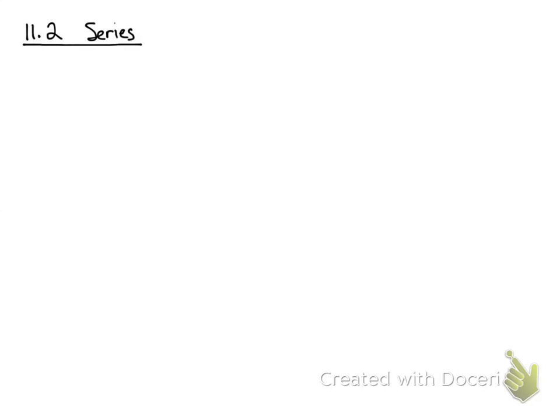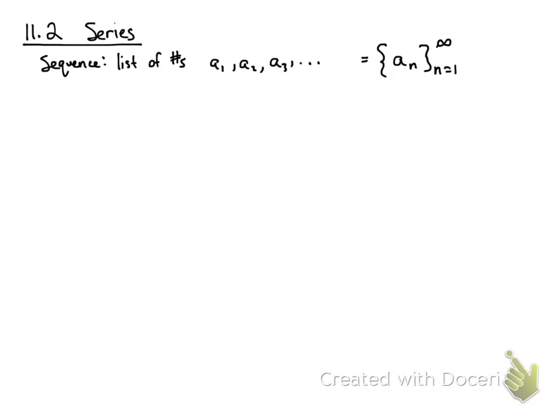Section 11.2 is about series. So we've been talking about sequences. Those are lists of numbers, which you can write by writing the first few elements and then a ..., or you can write in closed form with brackets. A series, on the other hand, is not a list of numbers, it's a sum of numbers. Again, an infinite sum, so a1 plus a2 plus a3, etc.